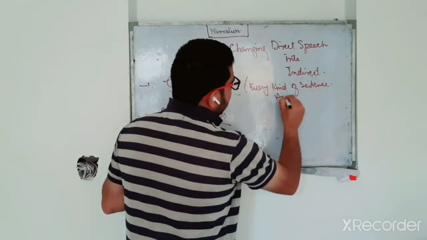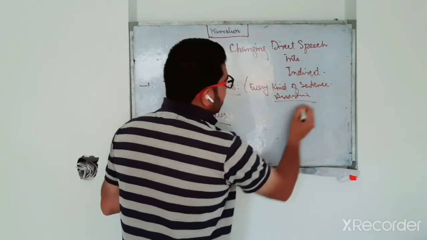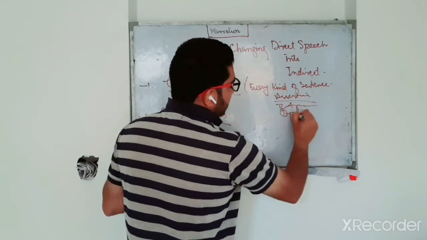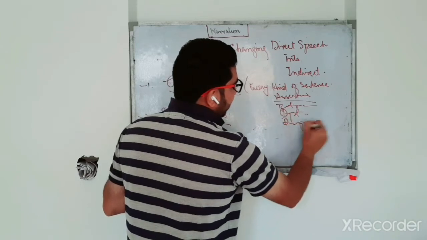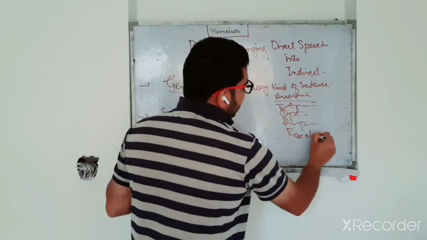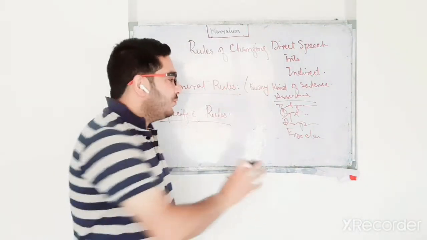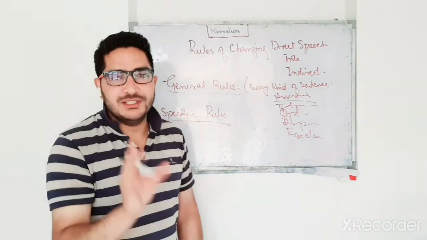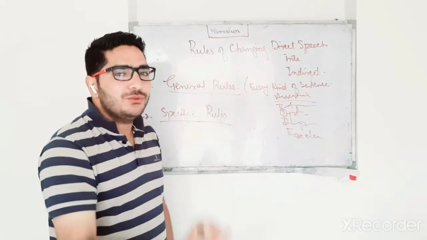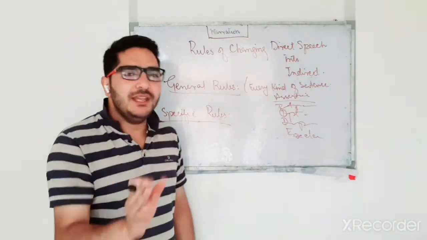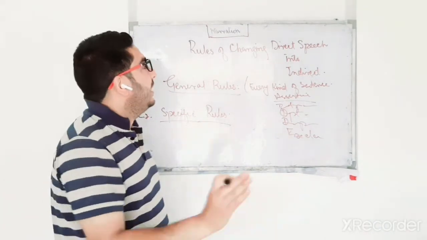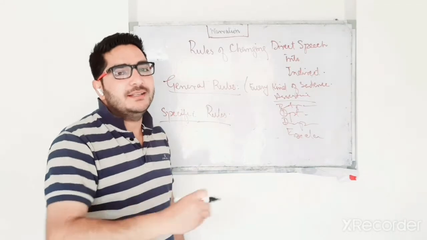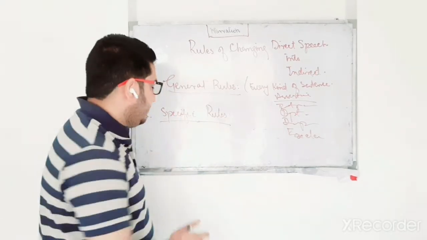For example, assertive sentences follow them, interrogative sentences follow them, optative sentences follow them, imperative sentences follow them, exclamatory sentences follow them. So all kinds of sentences follow these general rules. These rules are very important, very seminal as far as the transformation of direct sentences into indirect sentences is concerned.